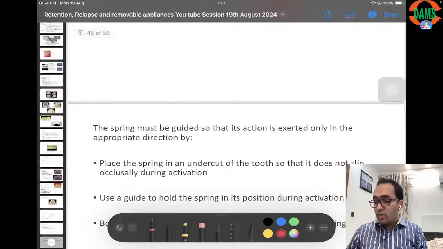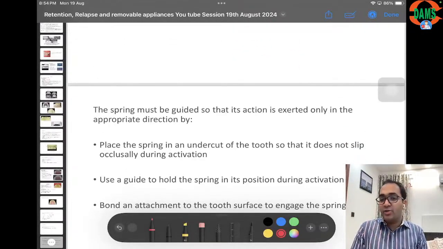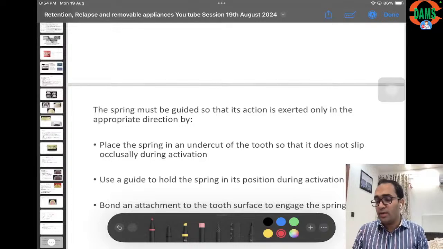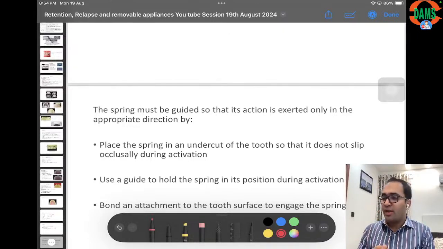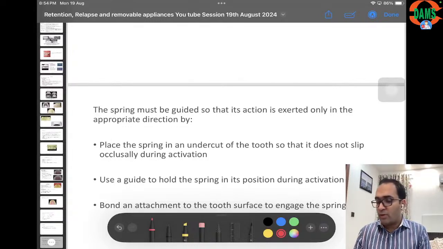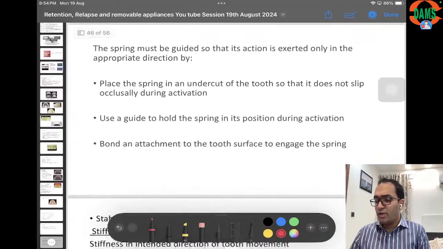Next, the spring should be guided so that its action is exerted only in the appropriate direction. If we want labial movement of an incisor, it should be guided, meaning it should be positioned on the labial or palatal surface in such a way that it carries out that intended movement. So how do we do that? We place the spring in the undercut of the tooth so that it does not slip occlusally during activation. If we open the helix of the spring and the arms slip occlusally, then it won't be able to carry out that movement. We can use a guide to hold the spring in its position. I have already told you how. Or we can bond an attachment to the tooth surface to engage the spring. Okay, that is done now.